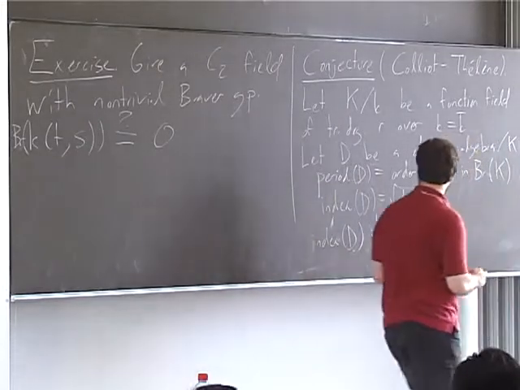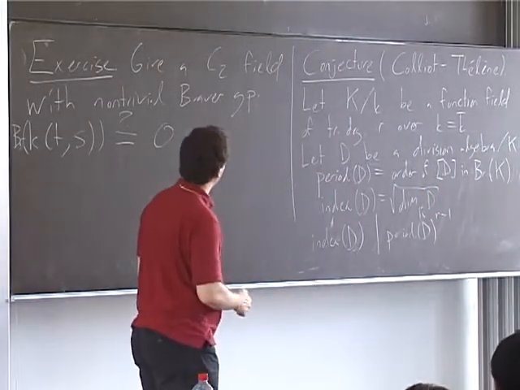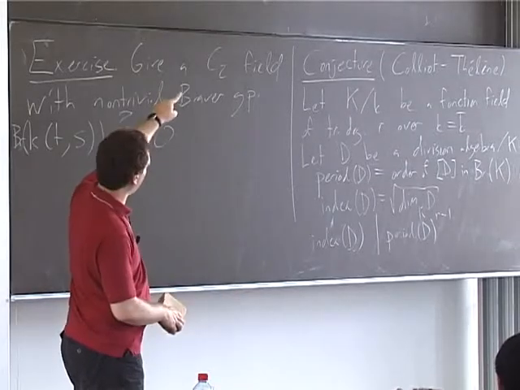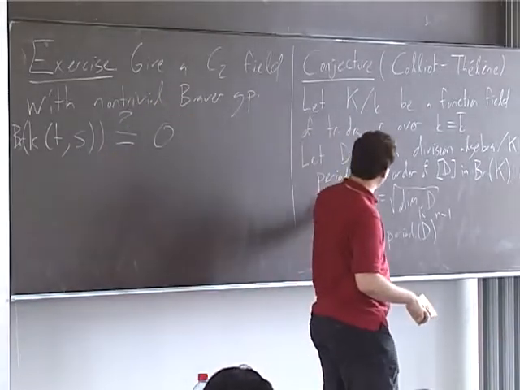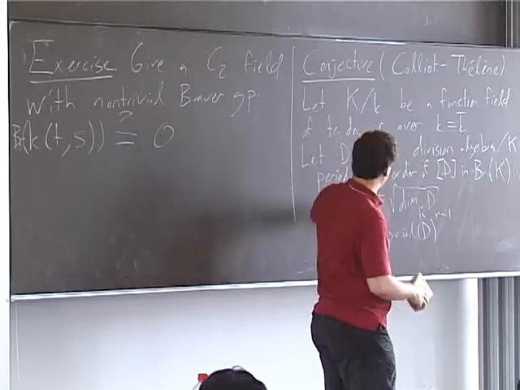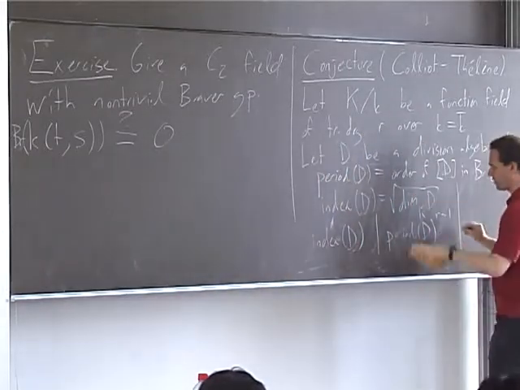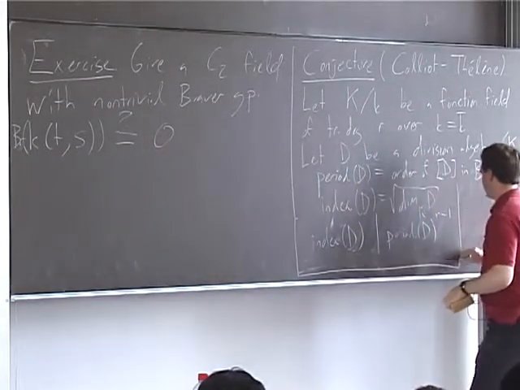So when r is equal to 1, this says the index divides 1, which says every division algebra has index 1, and that's exactly what we proved in that theorem. When r is equal to 2, this says the index divides the period. But also, it's always true that the period divides the index. So this is the conjecture.